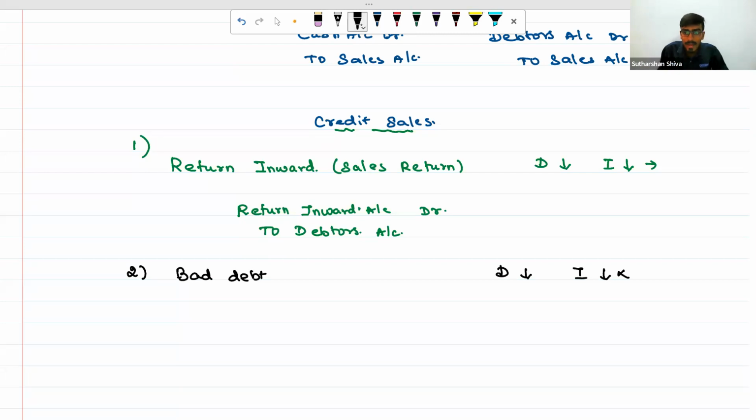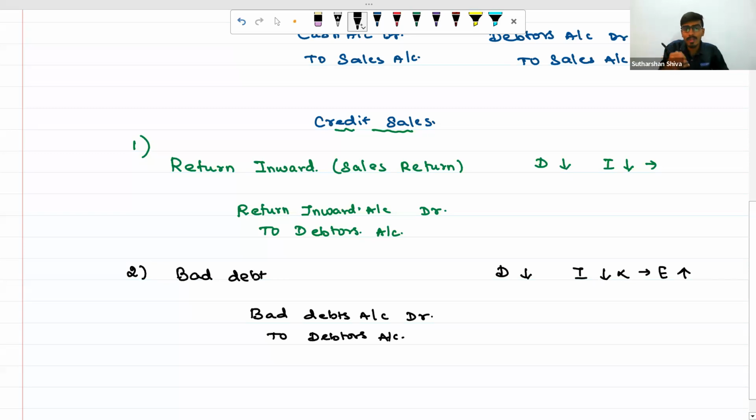Bad debt, I will treat as a loss making activity, or I will treat it as income going to decrease. I can treat it as an expense, that is a non-cash expense. Bad debt is treated as a non-cash expense. So I need to write off the expense, that is bad debts account debit to debtors account. My non-cash expenses will increase, correct?